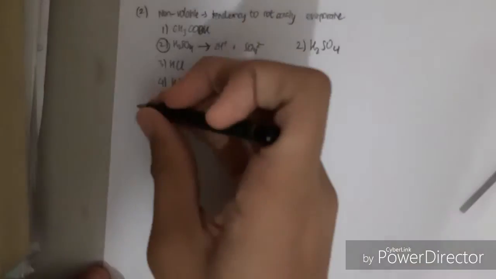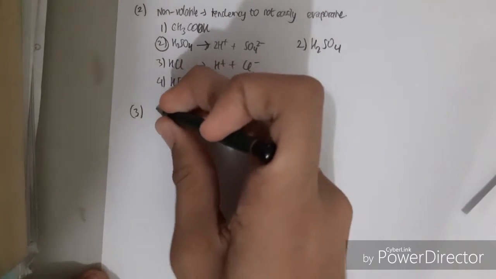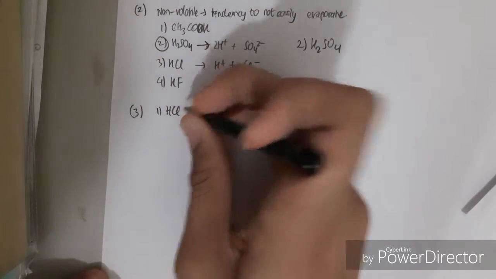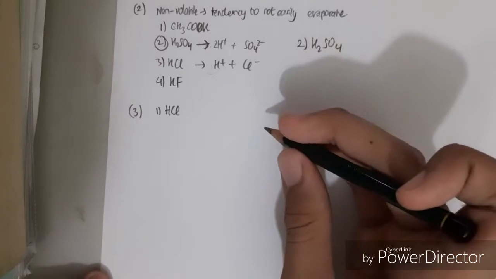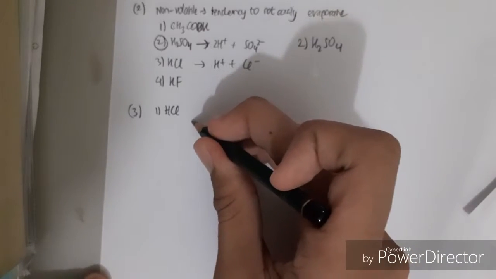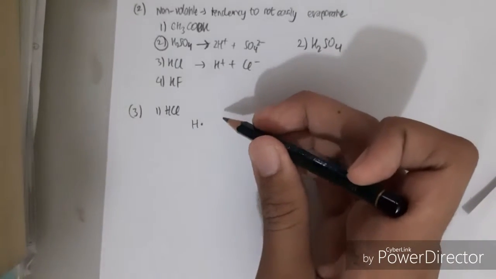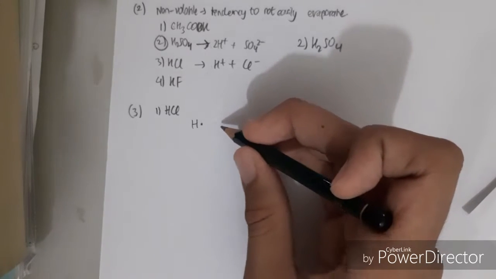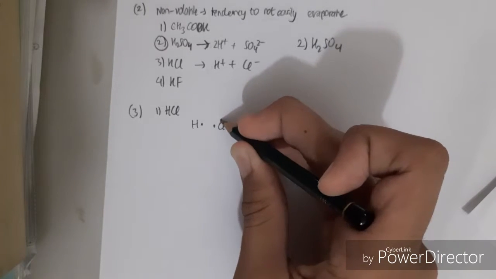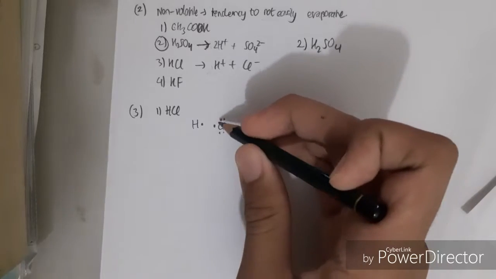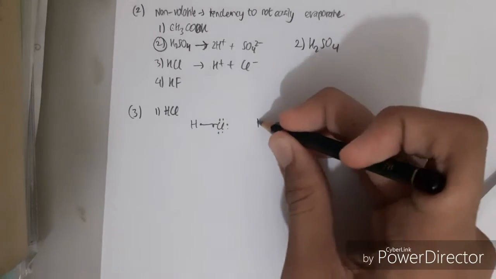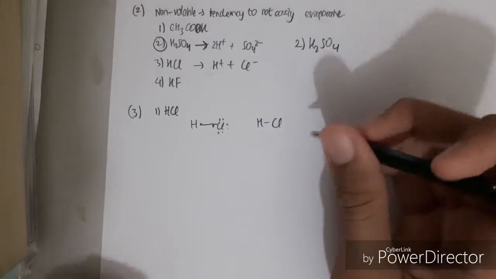So for number 3, the first is hydrochloric acid. The structure of hydrochloric acid: we know that H has one valence electron, and Cl has 7 valence electrons, but it is just bonded to 1, so it is actually a single bond.